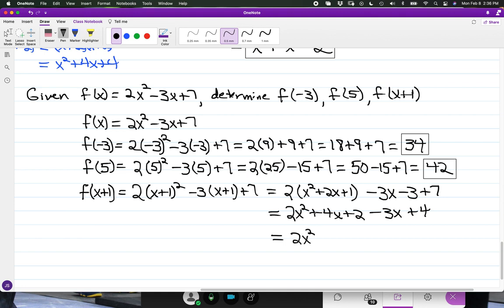And here we're going to have 2x squared. Now 4x and negative 3x will be a positive x. And we have 2 plus 4, which is going to be 6. So by adjusting the input from x to x plus 1, the output changes over to 2x squared plus x plus 6.